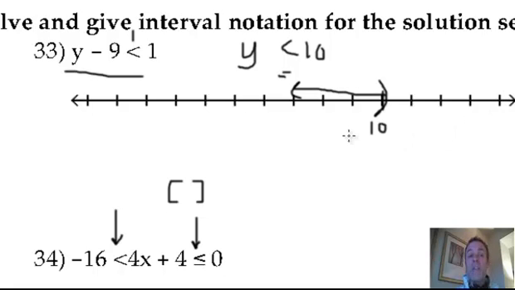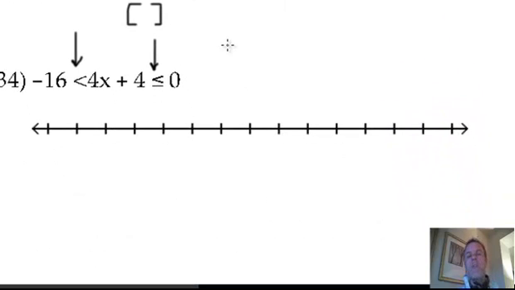Now, interval notation means this. Where's it coming from? On the left, it's coming from negative infinity. Where's it going to? It's going as far as 10. And that's got the parenthesis. And that's it. That is the interval notation for 33. Okay. For 34, now I'm going to do this all together.